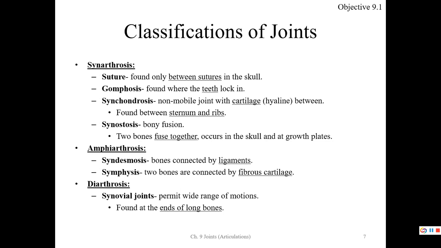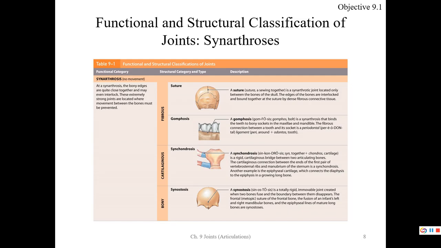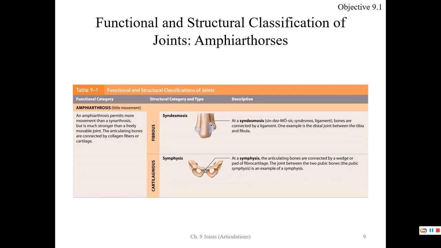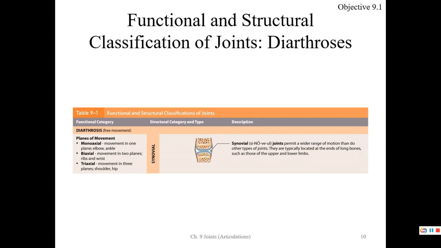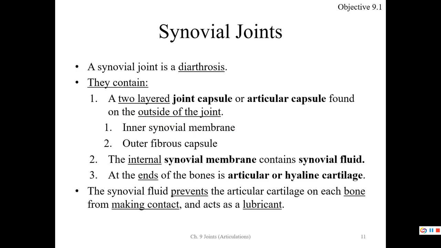Diarthrosis, this is going to be a wide range of motion. This is going to be your synovial joints at ends of long bones. Okay. So here we can see a sutural joint, a gomphosis, a synchondrosis, and a synostosis, and these are all types of synarthroses with no movement. Then we can see our amphiarthroses, somewhat mobile, syndesmosis or symphysis joints, and then we can see that there are the freely mobile diarthroses with the synovial joint. And we'll take a look at monaxial, biaxial, triaxial planes of movement in a little bit.